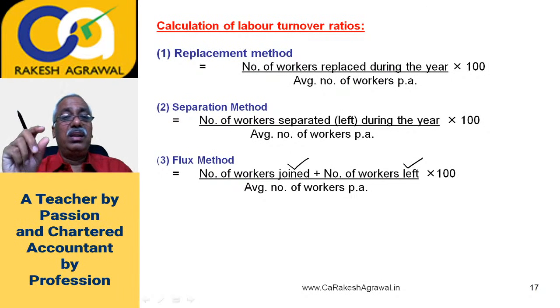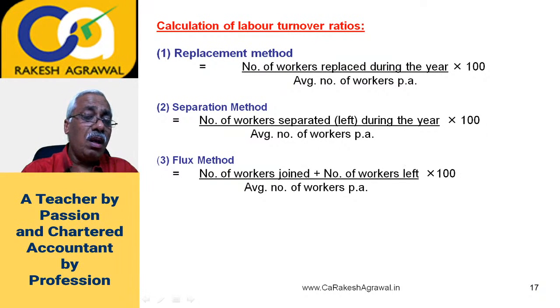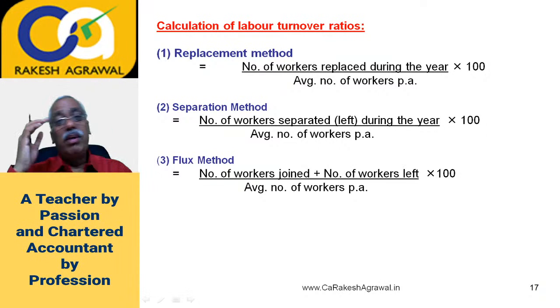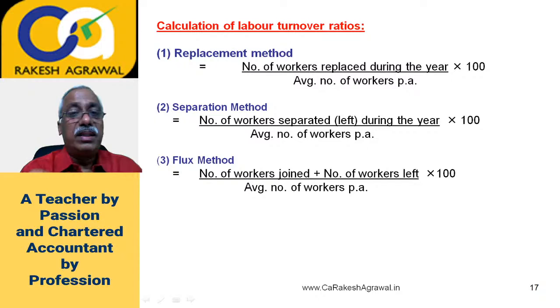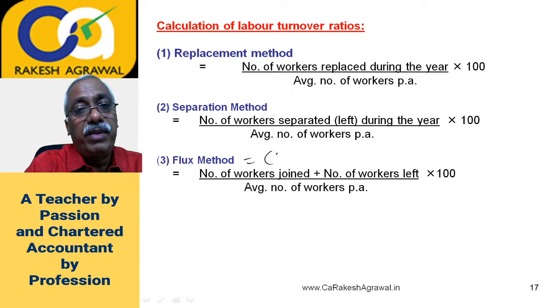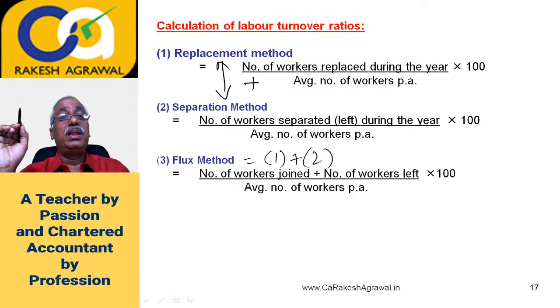Now you will notice the answer calculated by flux method will always be higher than the answer calculated by replacement method and separation method, because in the numerator you are taking workers coming in as well as going out. Now in some of the literature or modules, it is written that the answer of flux method is equal to answer of first method plus answer of second method. It means replacement method plus separation method is equal to flux method.